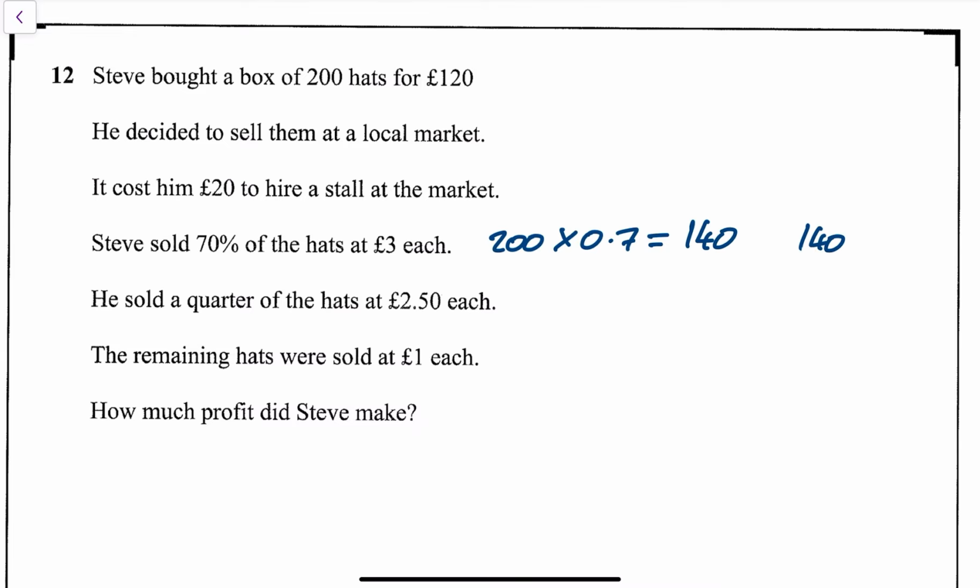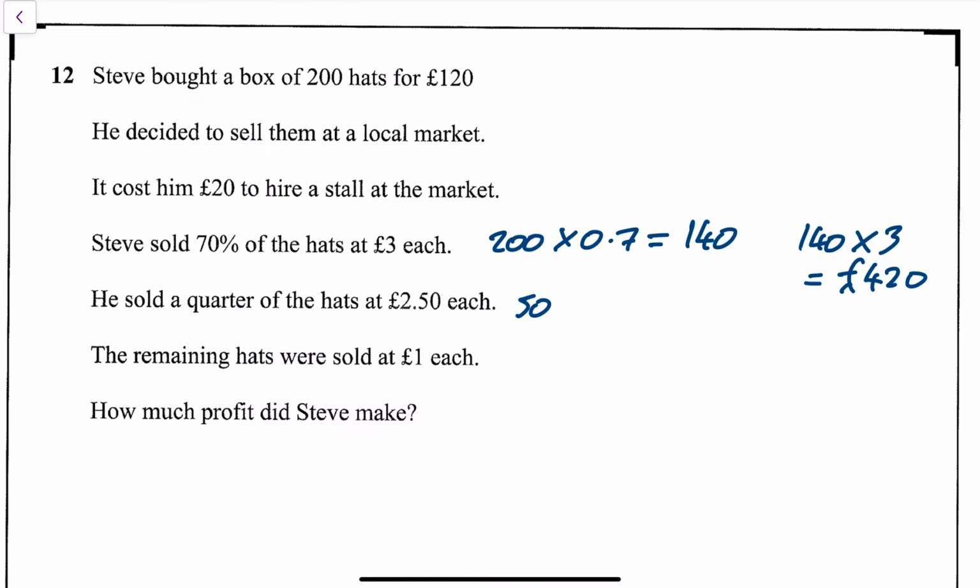I could have worked this out directly, but working it out this way makes it easier, as you'll see in a wee second. 140 times 3 means he gets £420. He sold a quarter of his hats. A quarter of the hats then is 50.